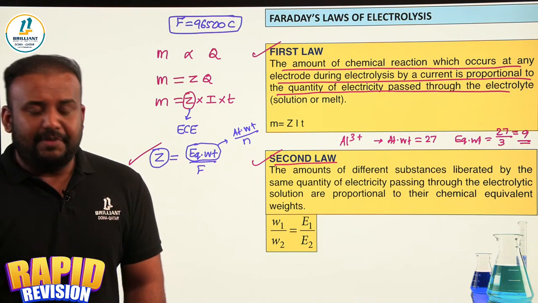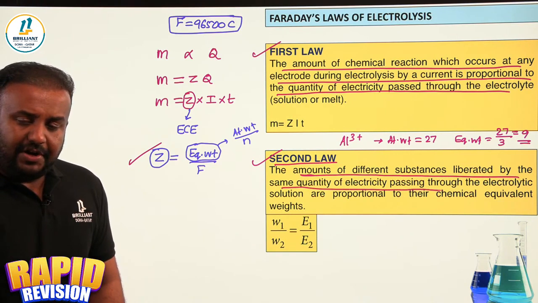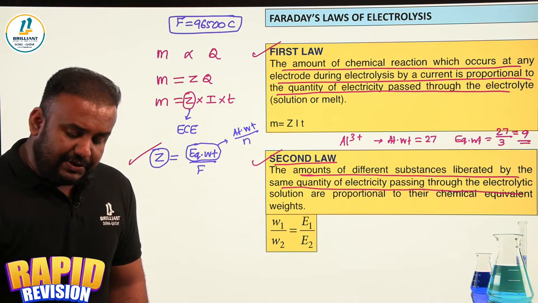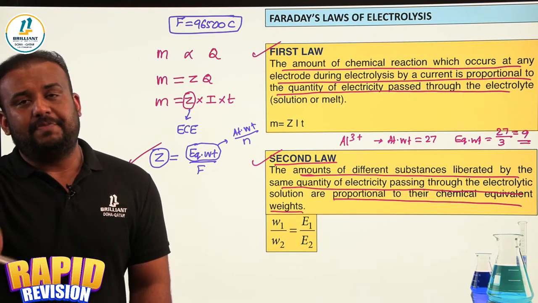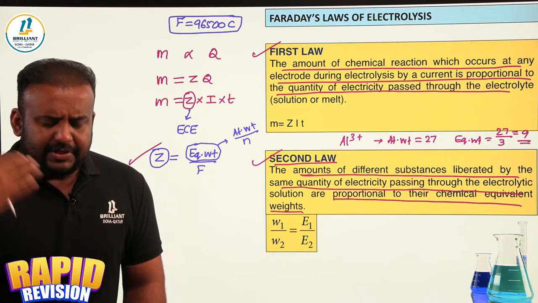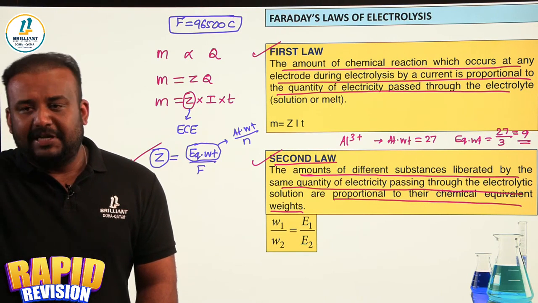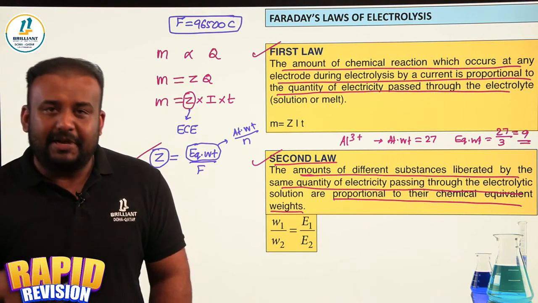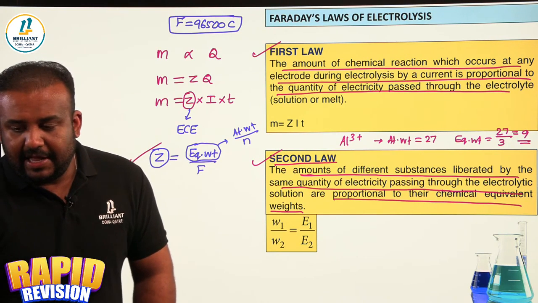Second law, only the statement you need to remember: the amount of different substances liberated by the same quantity of electricity passing through the electrolyte solution are proportional to their chemical equivalent weight. That means if you pass the same quantity of electricity through two substances, then W1 by W2, that is mass of first substance deposited by mass of second substance, is equal to E1 by E2, the ratio of their equivalent weights.